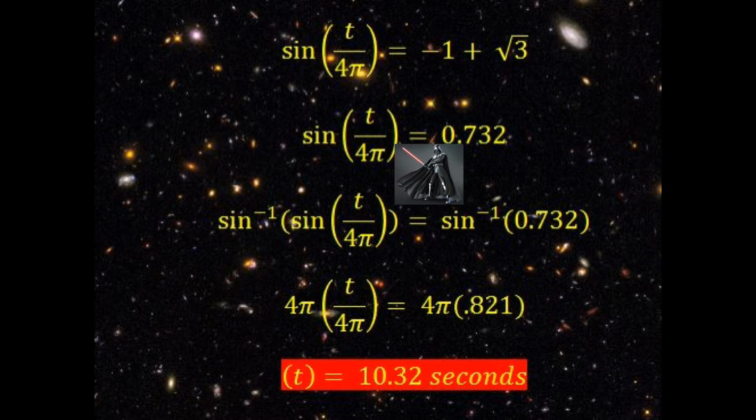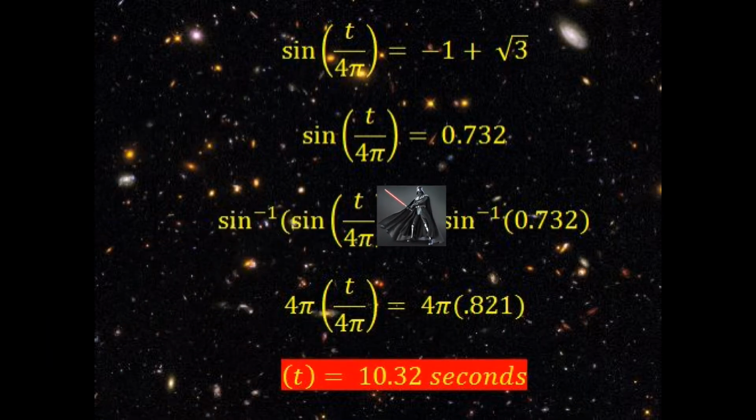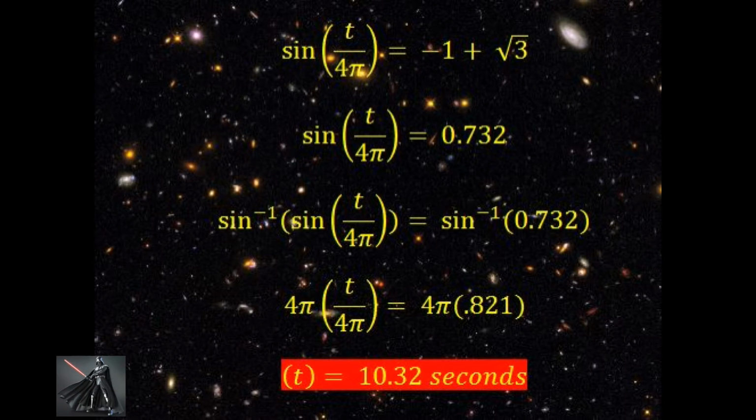We then took the only other possible answer, u equals -1 plus the square root of 3, or approximately 0.732, and used the inverse sine function to find at what time Luke would be at the appropriate height to shoot Darth Vader. However, after taking the inverse sine of both sides, we were only left with the sine value for t over 4 pi, and had to multiply both sides by 4 pi in order to find Luke's actual height. This gave us a value of approximately 10.32 seconds.